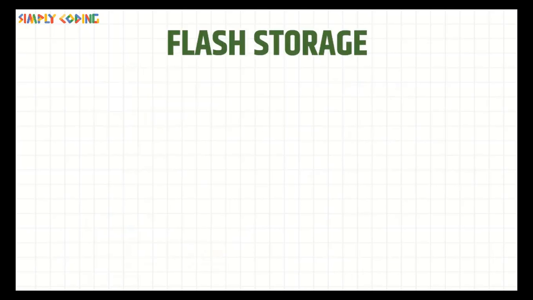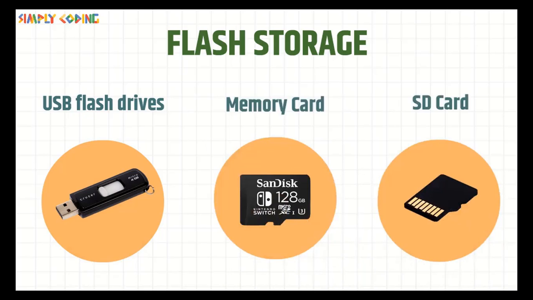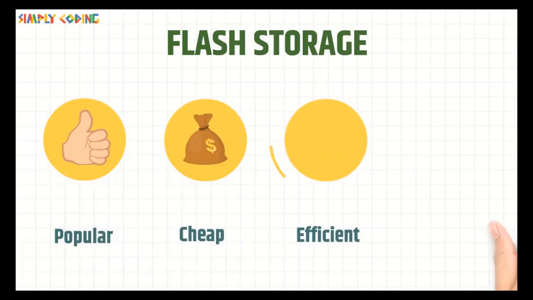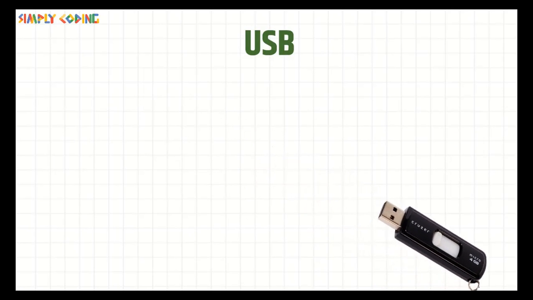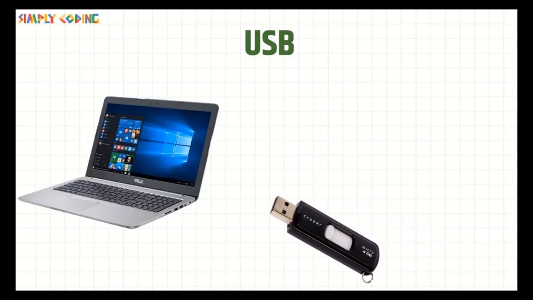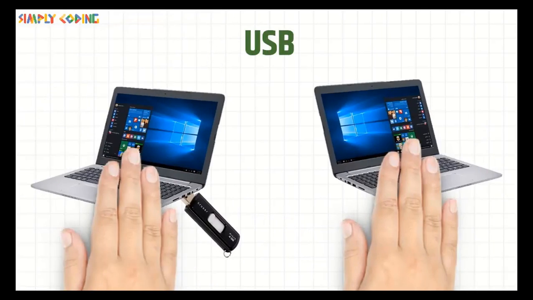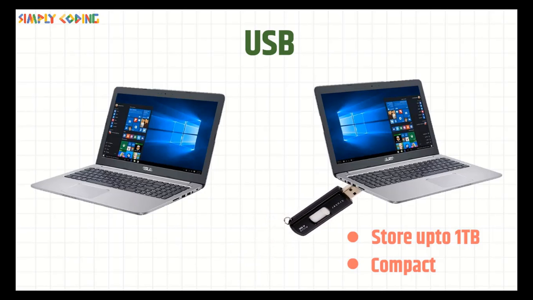Now we will cover flash storage device. They include USB flash drives, memory cards or SD cards, etc. They have now become very popular as it is a cheaper, efficient and reliable solution. USB flash drive or pen drive is a portable memory storage device which is the size of a human thumb and connects to computer via a USB port. It can store data up to 1 TB. It is compact, fast and convenient, so it is typically used to store and transfer files.